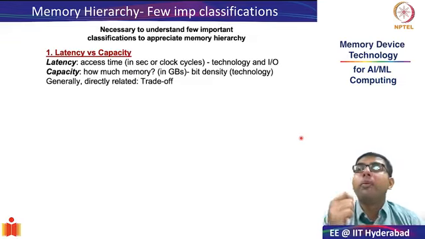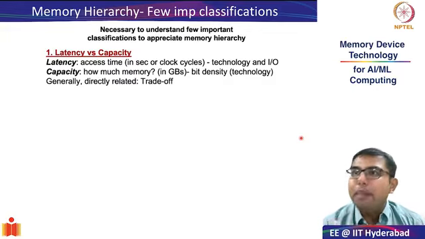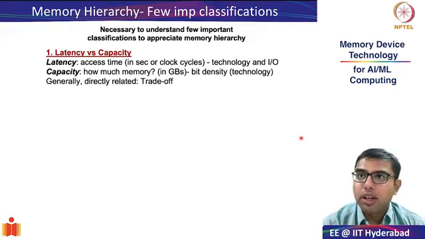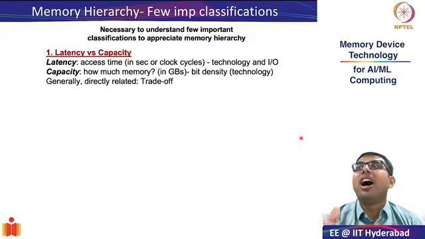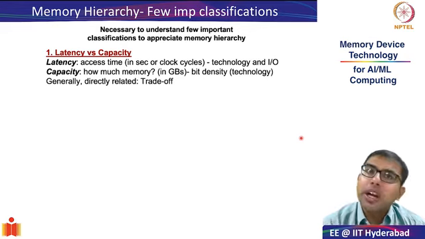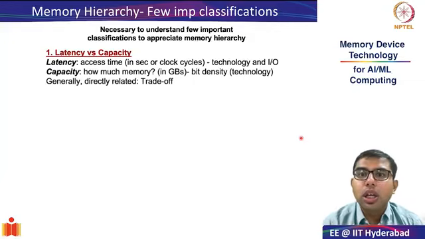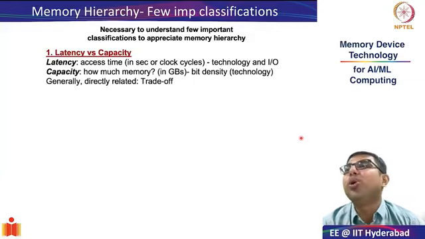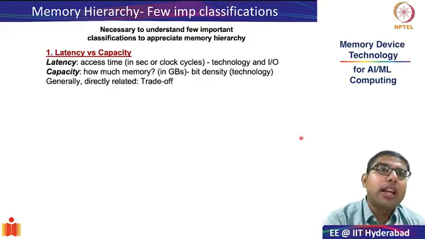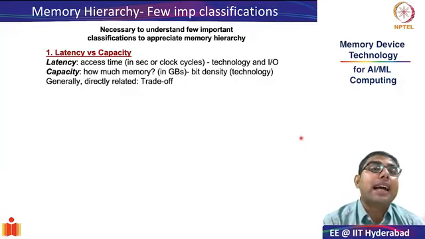The first is between latency and capacity. So first, what is latency? As you can imagine, latency is how much time the CPU requires to access data from a memory element in the memory hierarchy. This access time can be measured in seconds, generally in nanoseconds, microseconds, milliseconds, or in CPU clock cycles. So it can be a number of seconds or how many clock cycles the CPU has to wait before it can access the data stored in a particular memory.